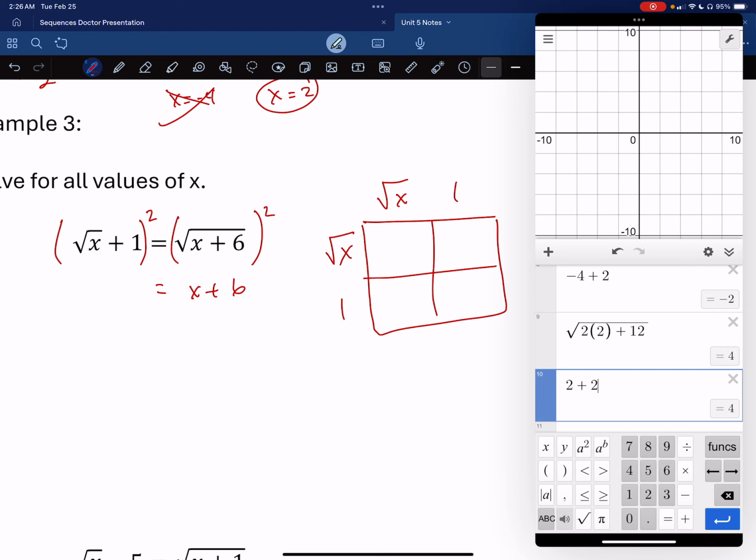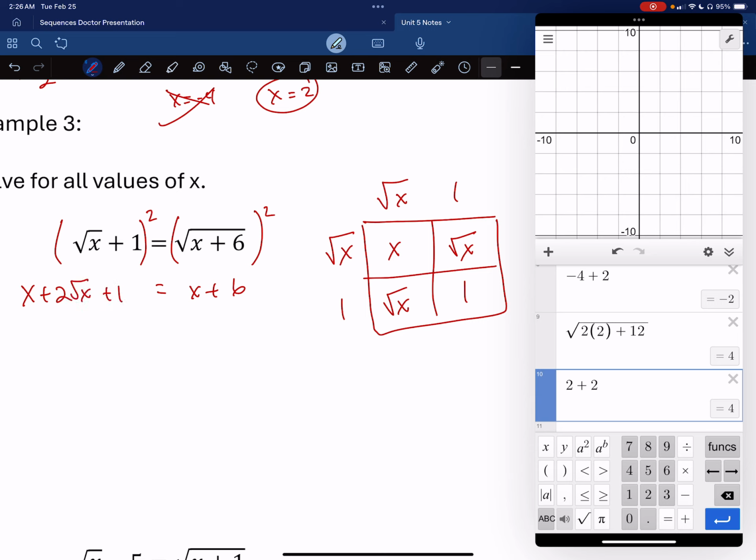So x squared times the square root of x times the square root of x is just going to be x. Square root of x times 1 is going to be square root of x. Square root of x times 1 is going to be square root of x. And then 1 times 1 is 1. Okay? We're going to start with 11x. We have two square root of x's. We also have a 1.